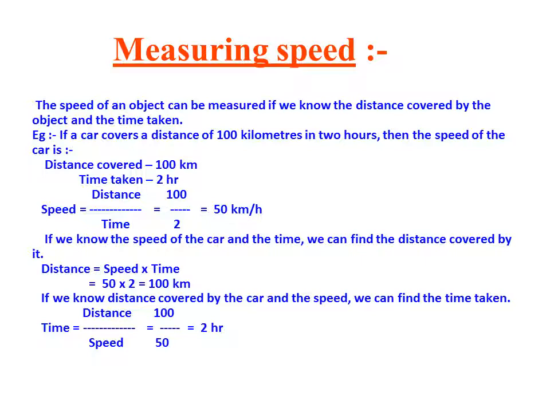If we know the speed of the car and time, we can find the distance also. For example, distance equals speed into time, if we cross multiply the formula. So speed equals 50 kilometers per hour, into 2 hours. So distance is 100 kilometers. In the same way, we can find time also by the formula distance by speed. That means 100 divided by 50 equals 2 hours. So this is how speed is measured using the formula.